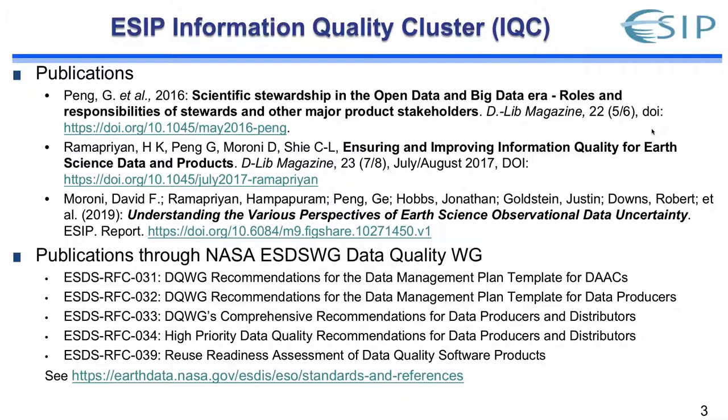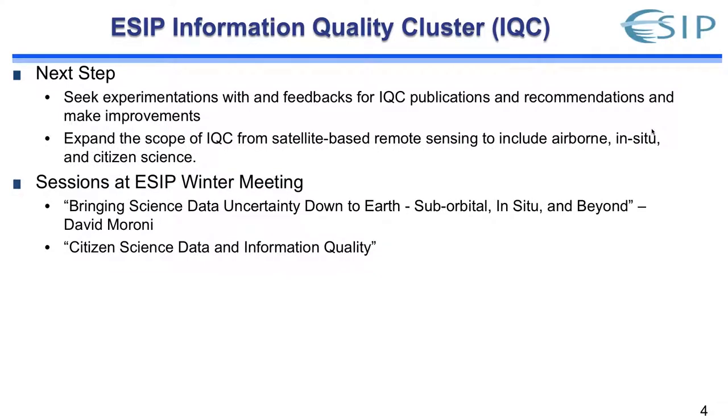So what's the next step for ESIP IQC? We welcome inputs and suggestions from the community. And we have some initial thoughts. For example, we want to seek experimentation with and feedback for our IQC publications and recommendations and make further improvements. And we also want to expand the scope that the IQC has traditionally looked at, that is, satellite-based remote sensing products, to include other types of data, for example, from airborne instruments and citizen science. So to help us get there, to start the journey, we organized two sessions at the winter meeting this year. One was the session that David organized yesterday. And the other one is the citizen science data and information quality session that we're having right now.